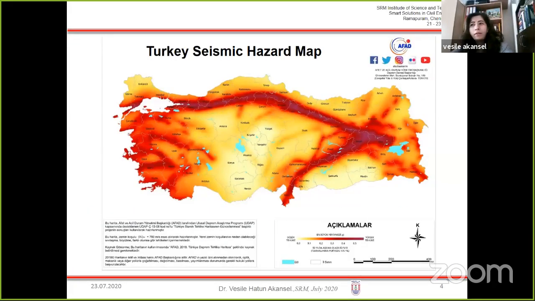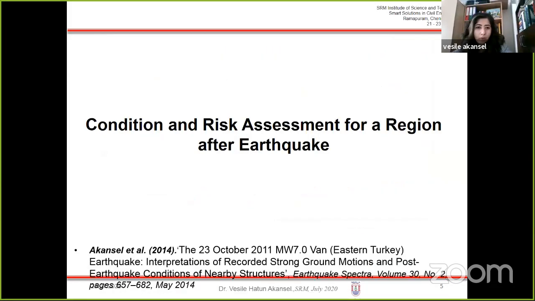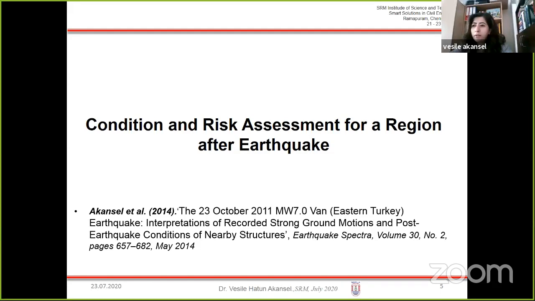So we have a new seismic hazard map. Mostly the idea looks like the American code. We have the S1 and SS, the long and short period spectral acceleration values, newly derived for the 2019 Turkish earthquake code. In the first part, I want to mention one study that we made after one earthquake in eastern Turkey, where we looked at the interpretation of the recorded strong ground motions and the post-earthquake conditions of the nearby structures.